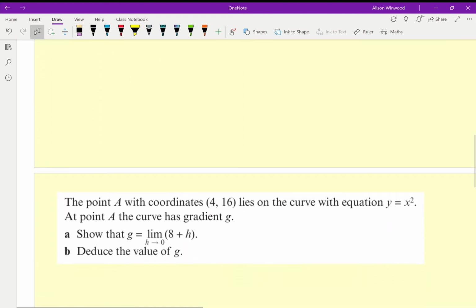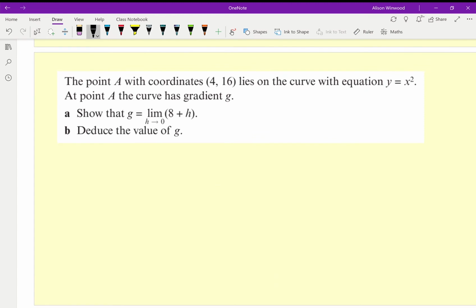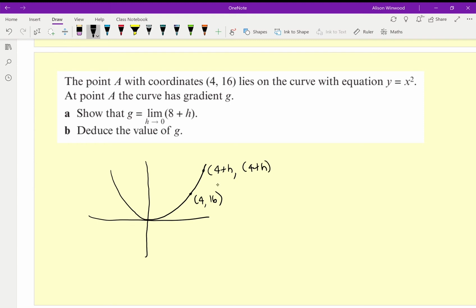Let's see how it works with a particular curve. So if we've got the curve y equals x squared, we know what that looks like. And we take the point (4, 16). We're going to use the same idea to find the gradient at that point. So we're going to move a little bit further on to 4 plus h, and then its y coordinate is its x coordinate squared. Then we're going to use the formula that the derivative, or the gradient, is the limit as h tends to 0 of the change in the y's over the change in the x's, which is always just h, because that's how we've set it up.